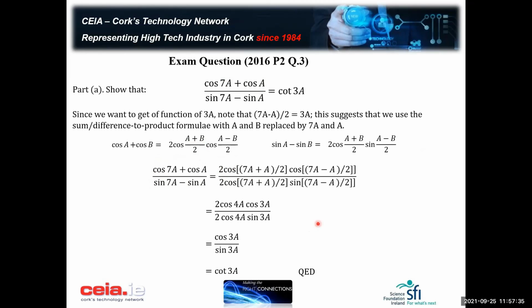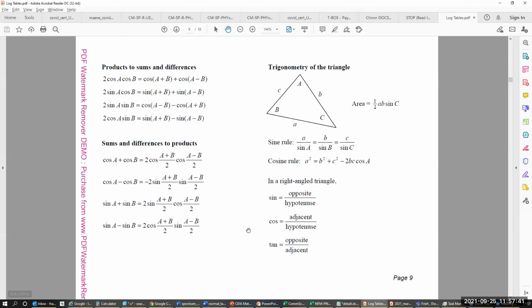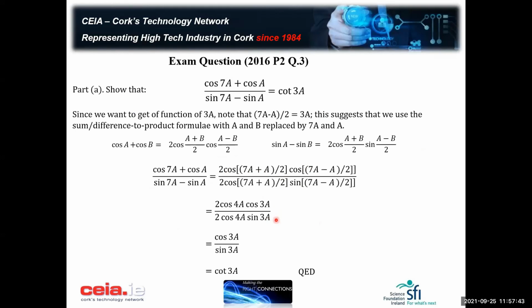And you end up with, using this formula and this formula, making those substitutions, cos 4a cos 3a and 2 cos 4a sin 3a. And fortunately, the 4a's cancel, leaving you with just the 3a's, which is what you were looking for. And note that cosine over sine is the inverse of sine over cosine. So it's the inverse of the tan, which is called the cotan of 3a.